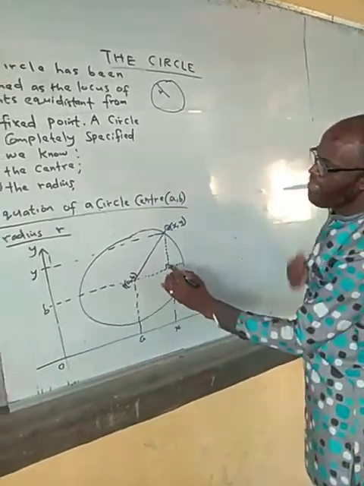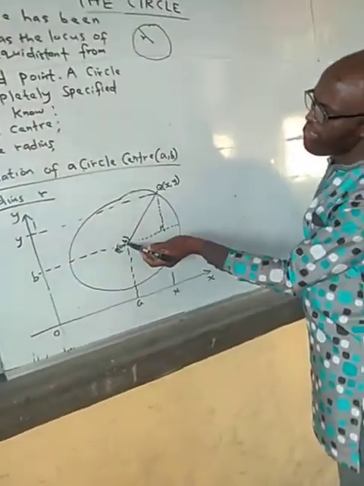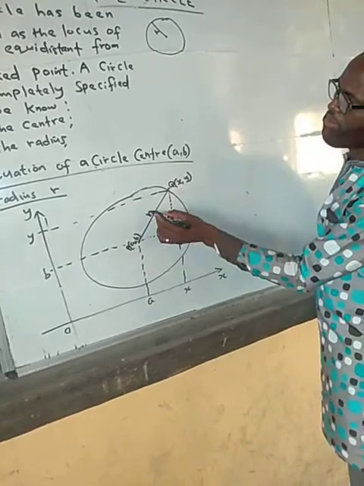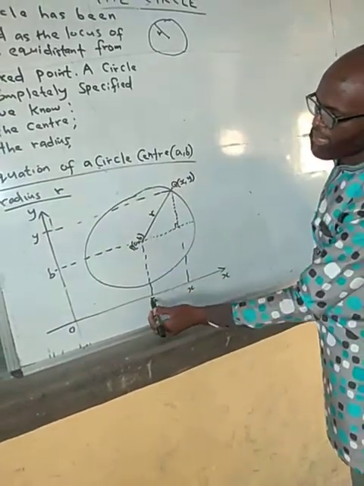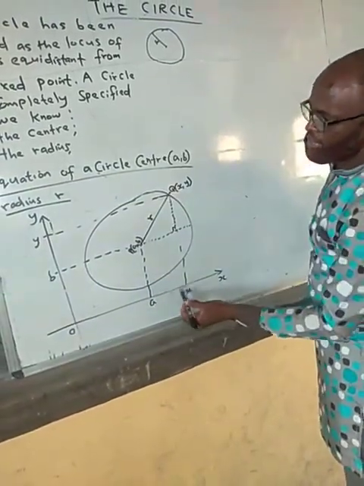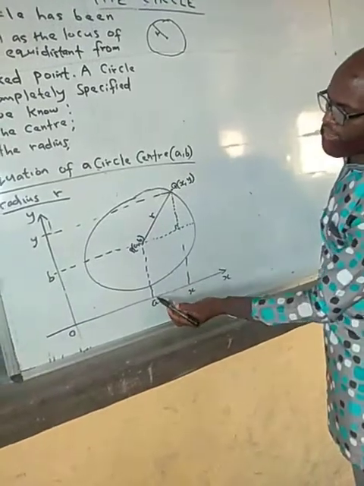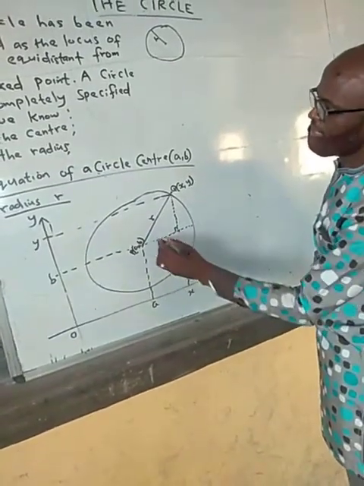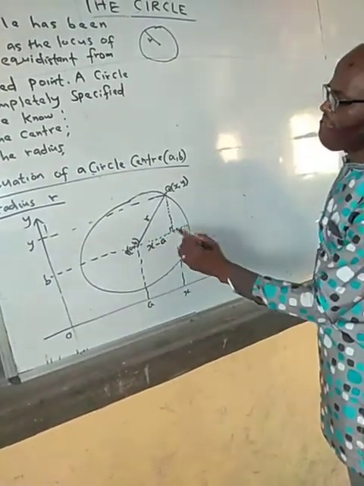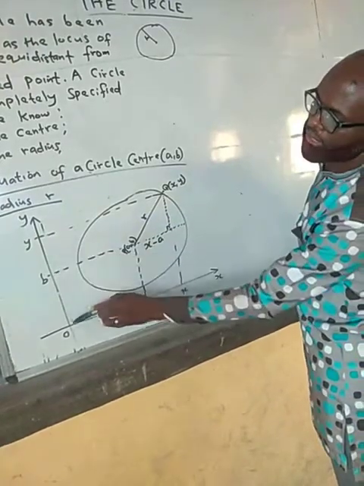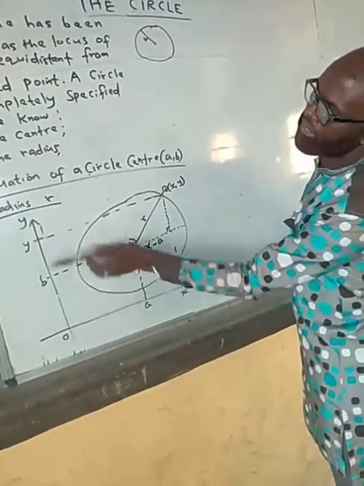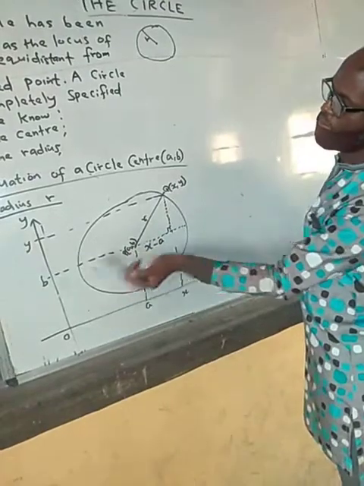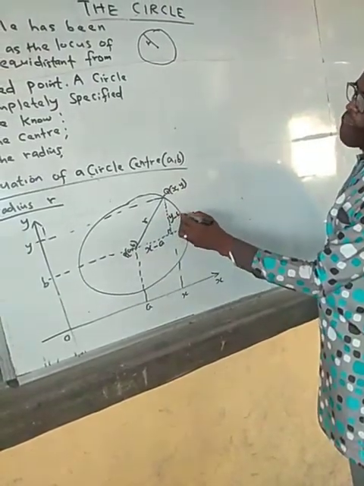So now we form the right angle triangle here. From the center to any point on the circumference is your radius. From here to here is A, from here to here is X, so the distance here will be X minus A. Similarly, from here to here is B, from here to here is Y, so the distance here will be Y minus B.